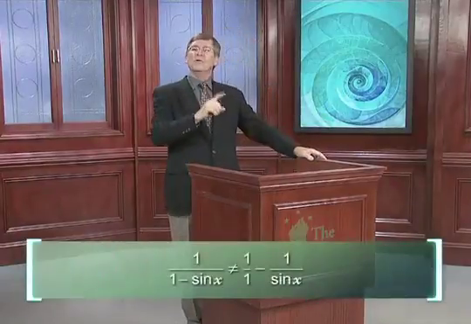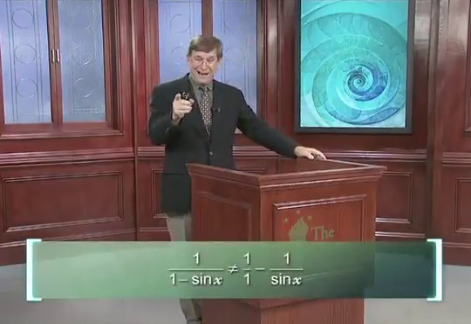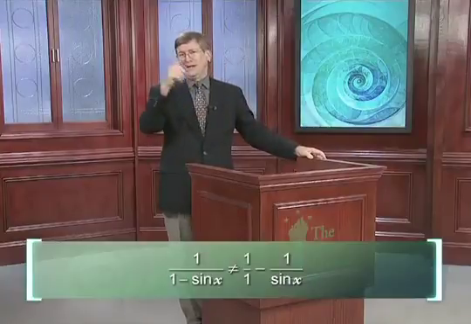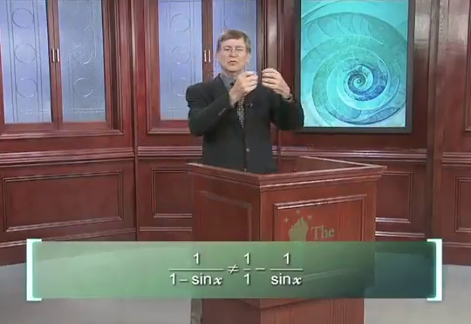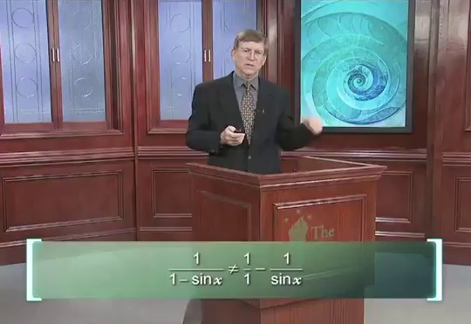I mentioned this earlier. One of the most common errors I see in algebra is the error of splitting up a fraction, splitting up the denominator of a fraction. In other words, 1 over 1 minus sine x is not 1 over 1 minus 1 over sine x. You can only split up numerators as we did in the last example. Good.